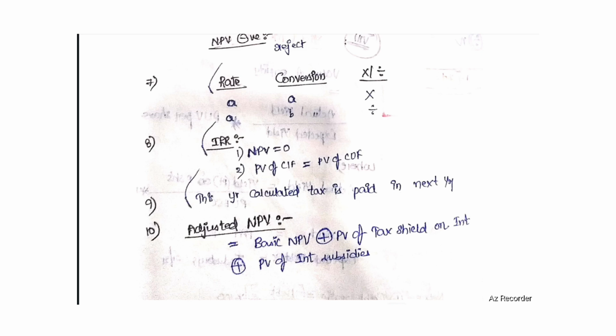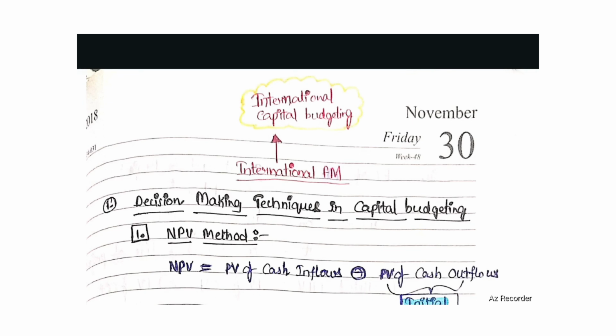Next, how to calculate adjusted NPV. Adjusted NPV equals basic NPV plus present value of tax shield on interest plus present value of interest subsidies.